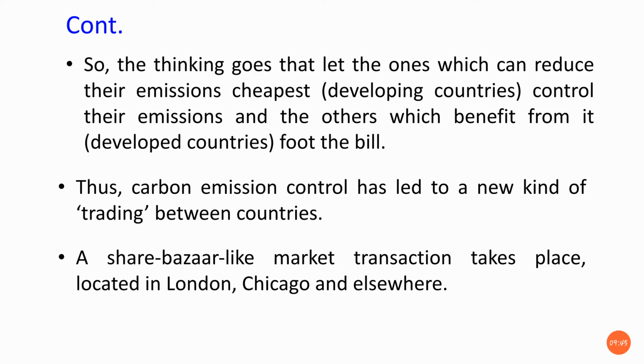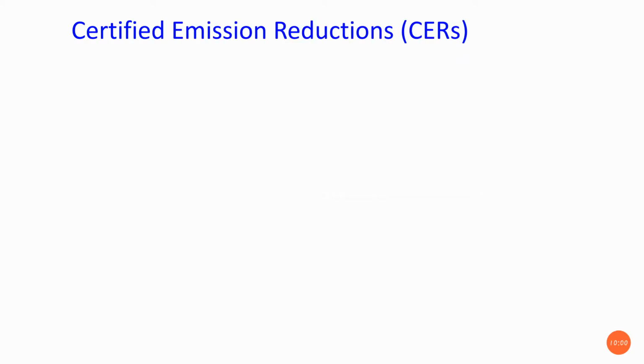So just to make this kind of transaction, there may be different types of companies coming up at different locations. Maybe each country has its own kind of marketing strategy. Suppose in London, Chicago, or somewhere, they are going to be sitting and exchanging the carbon credits from one country to another country. They are going to be selling this way. So, the certified emission reductions.